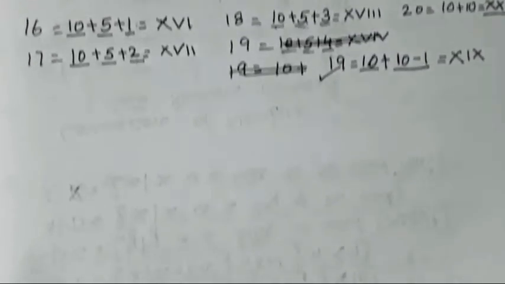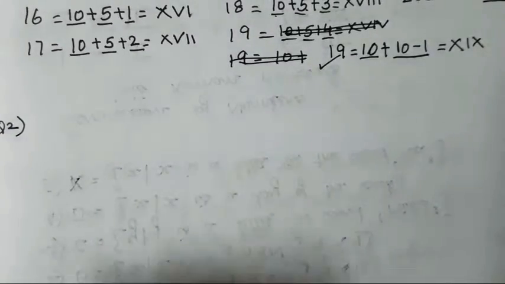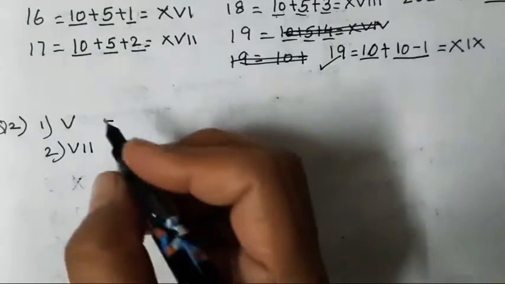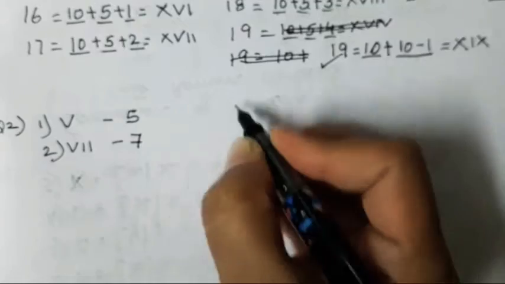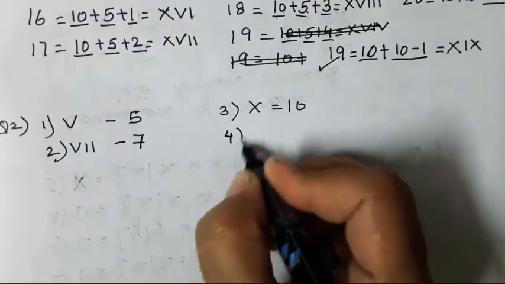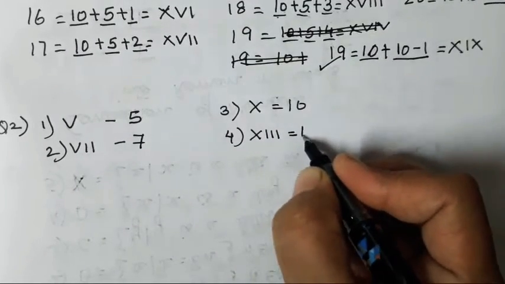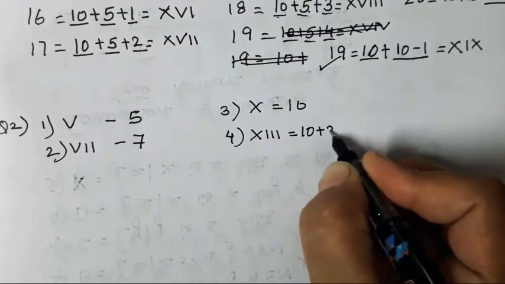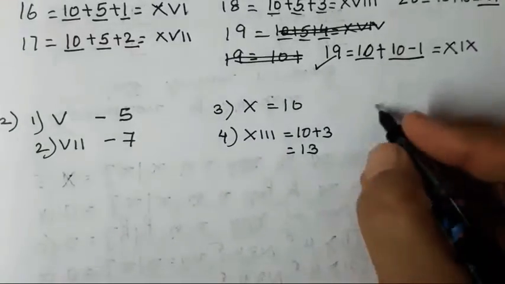Now let's do the second question. Second question is: write the following numbers using international numbers. So numbers are being given. You all have to write them in the international numbers, meaning simple numbers. This is 5. This is 7. The third one is X. X means 10. Fourth one is X and triple I. So X means 10 and 3. So this is going to be 13. Okay, so this way you all have to read it.